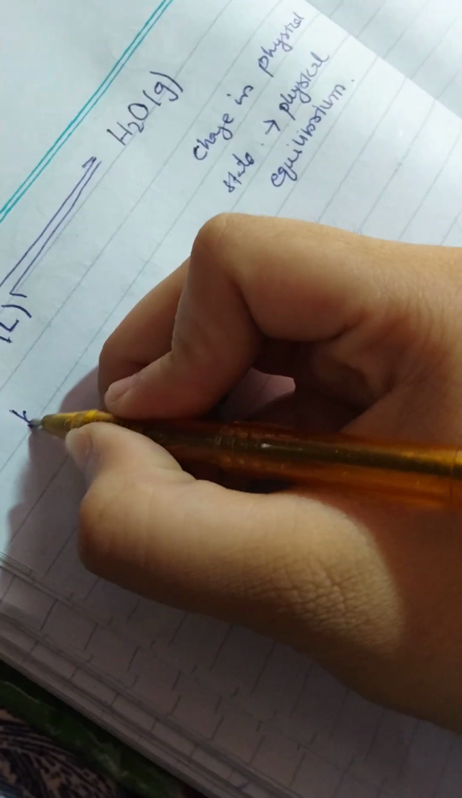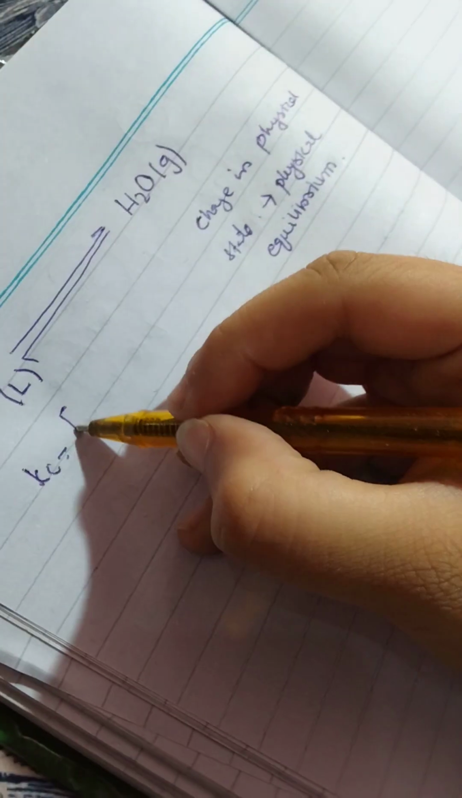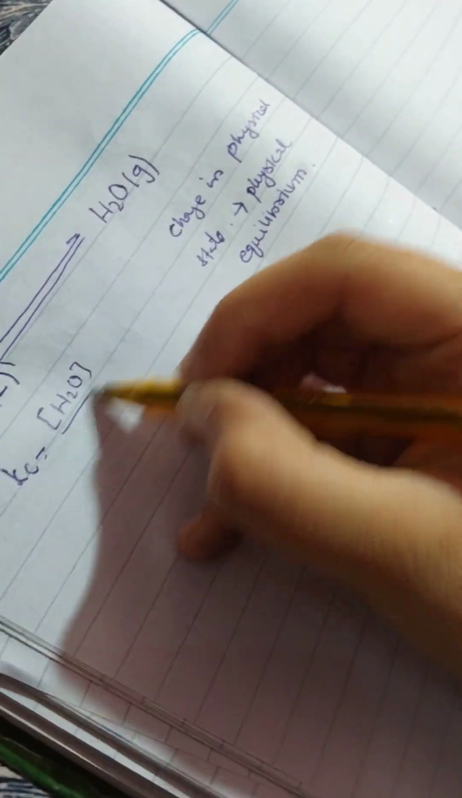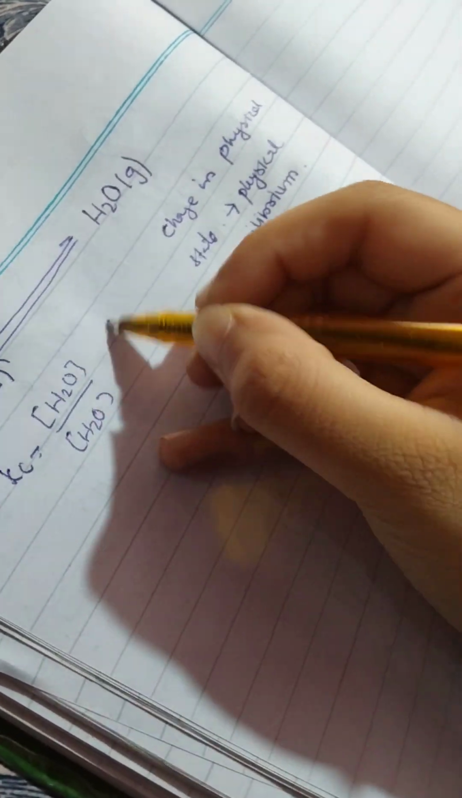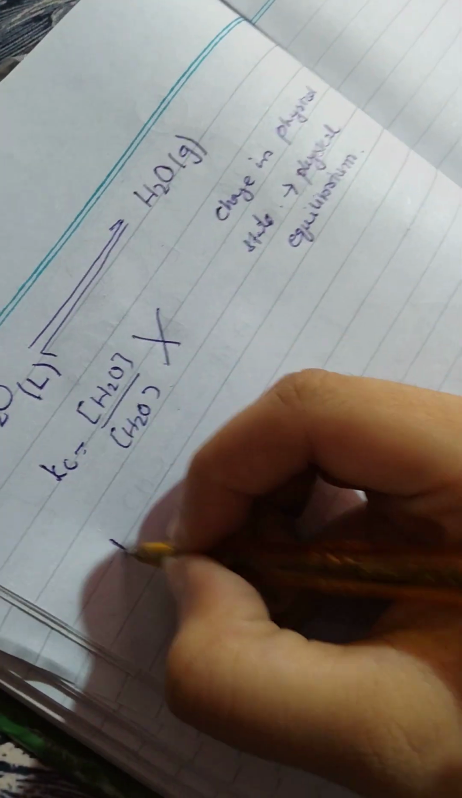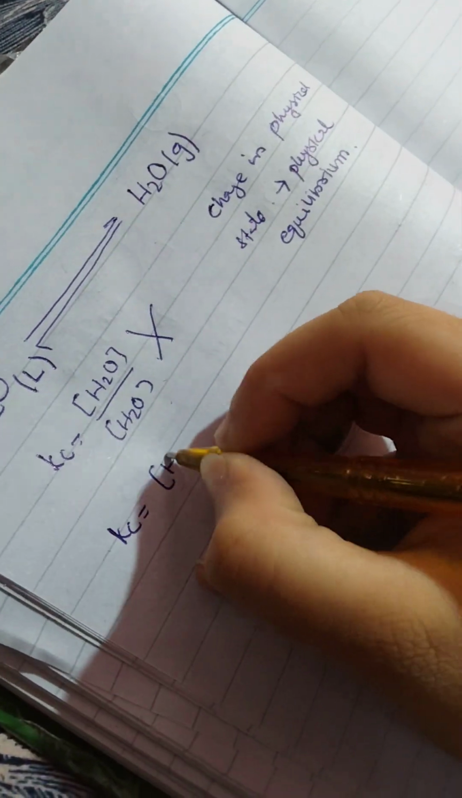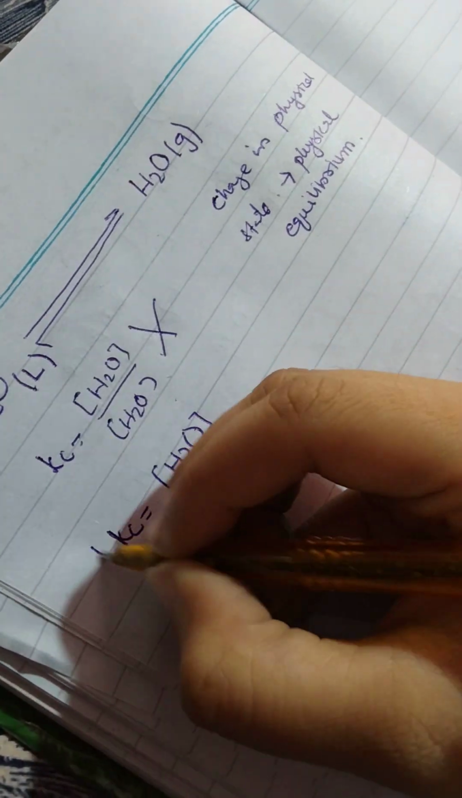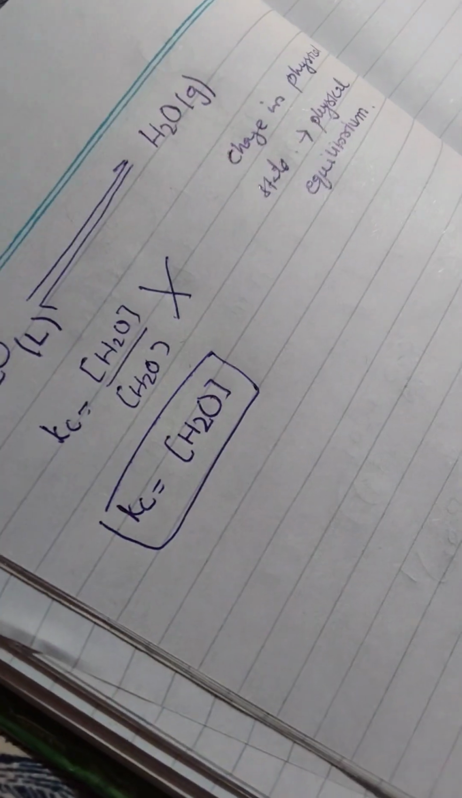That equilibrium is known as basically physical equilibrium, right? So over here, you have to remember, now you'll be wondering what is Kc. If you are wondering that Kc will be H2O upon H2O, then you are definitely wrong. This is not the Kc. The correct Kc will be only this. Now you will be wondering why.